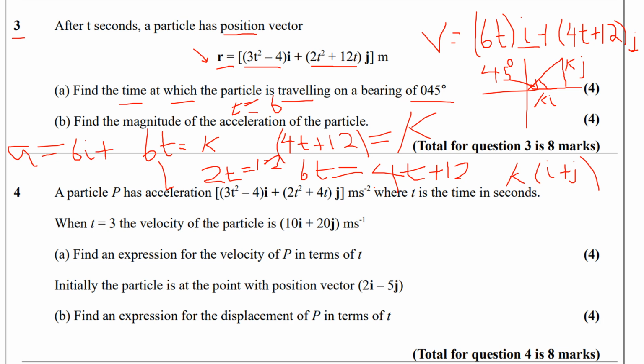Magnitude means I'm going to be using Pythagoras. So take the coefficients of i and j, square them, and put it under a square root symbol. So the modulus of a, the magnitude of a. Sorry, guys, my keypad has been a bit funny. I apologize.